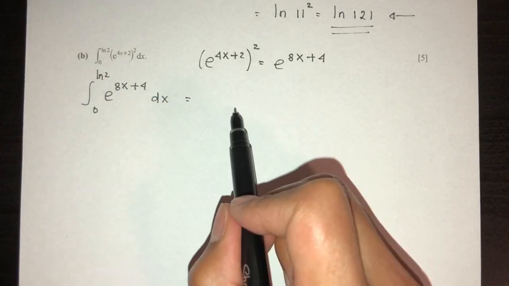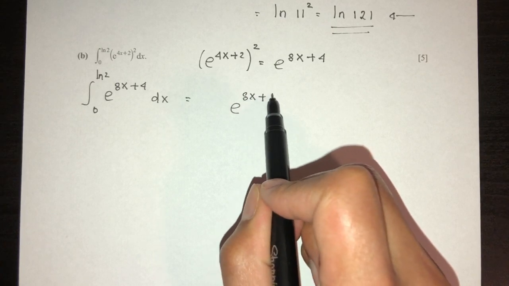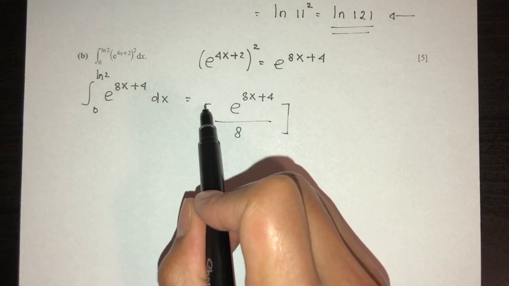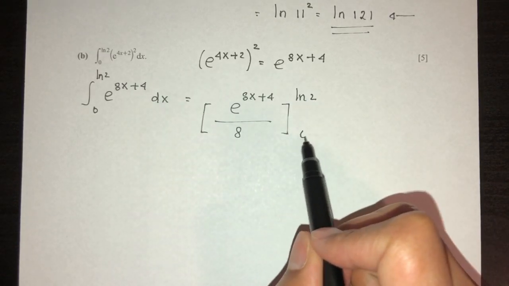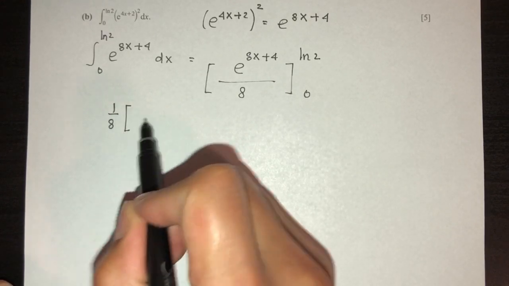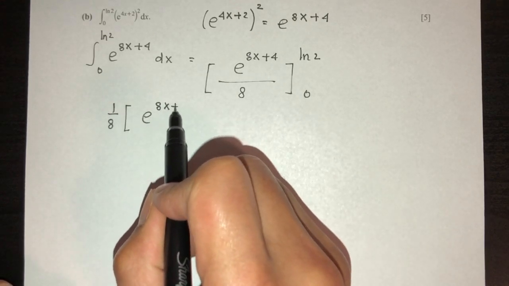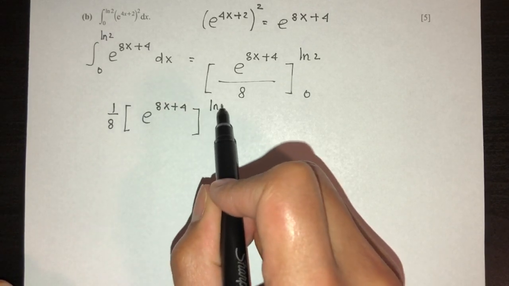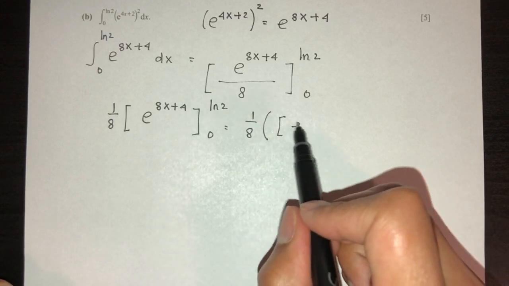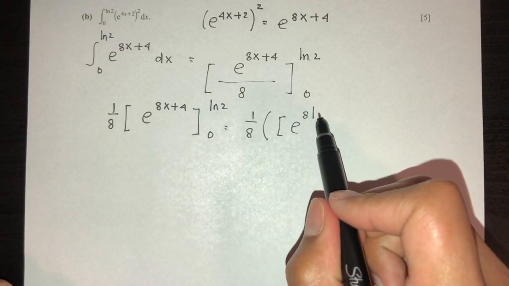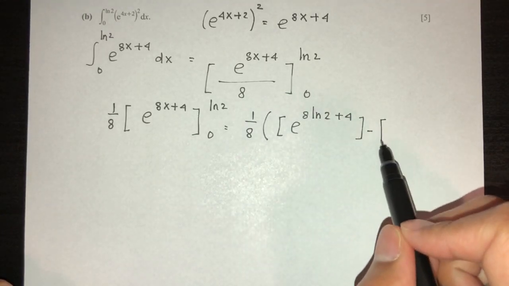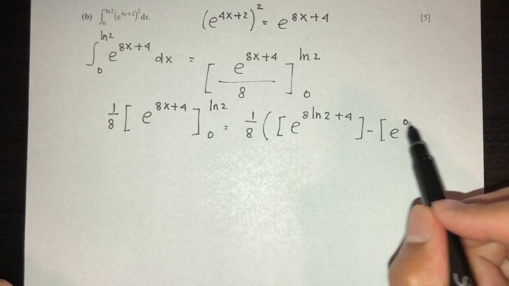So one by one, exponential will be the same thing, and then divide by the differentiation of this one, which is 8. And the limits have been given to you as ln of 2 and 0. So first we can take out the value of 1 over 8. Then we have 8x plus 4, ln of 2 and 0. Exponential 8 ln of 2 plus 4 minus exponential of 0 plus 4.